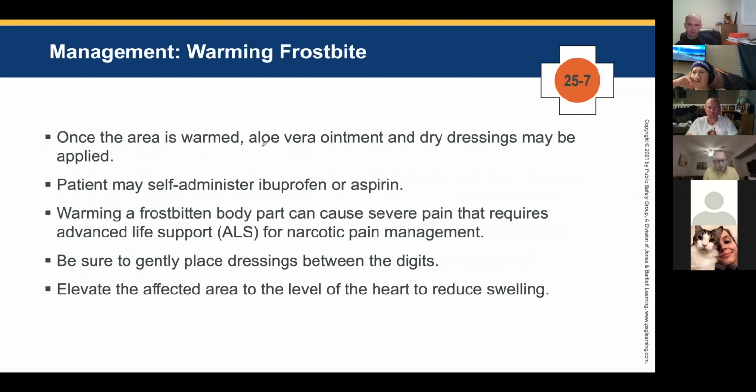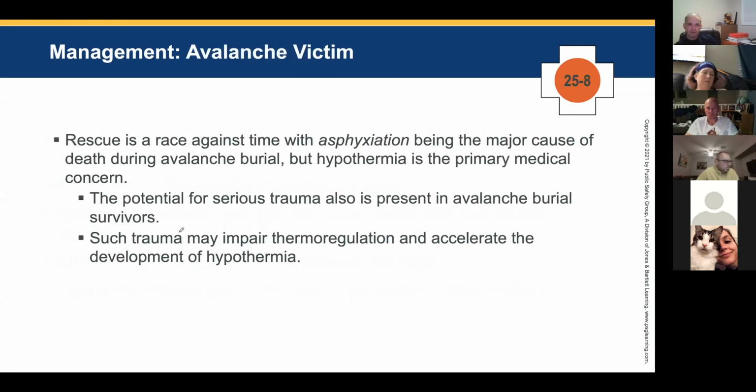Once the area is warmed, we can apply aloe vera ointment and dry dressings may be applied. The patient may self-administer ibuprofen or aspirin. Warming a frozen body part can cause severe pain that requires ALS for narcotic pain management. This is very painful, so make sure we have ALS coming. And then we want to place padding between the digits. As we rewarm, we want to place something in between each finger or each toe that is rewarming. And then we want to elevate the affected body area.